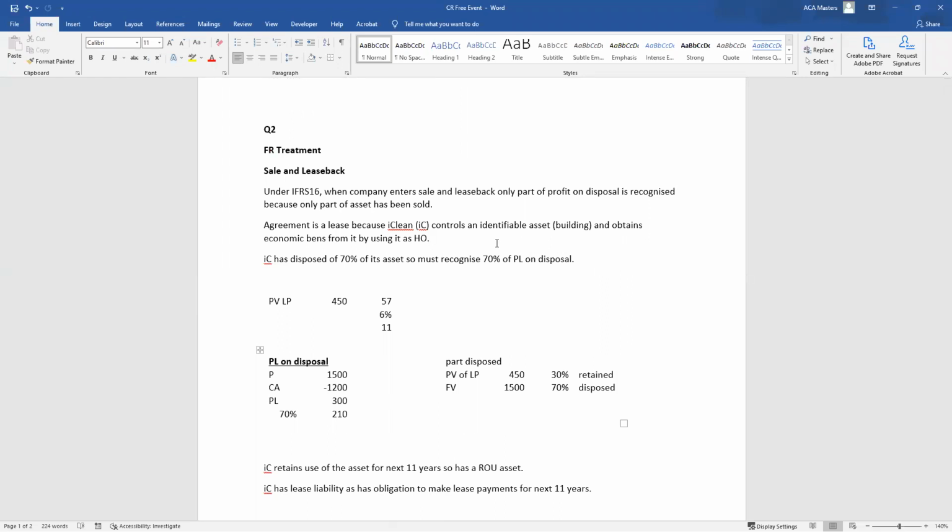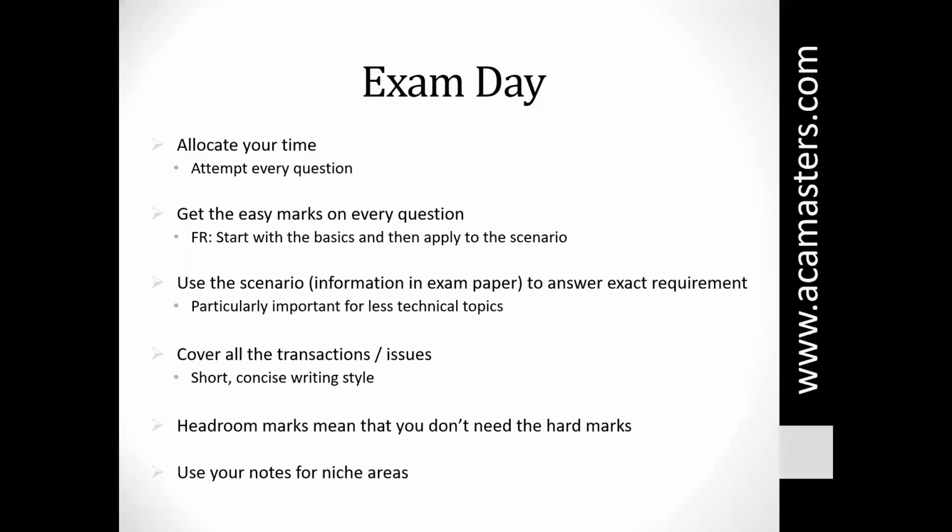I'd see this as a model answer, really. You shouldn't be writing in big, chunky paragraphs. You'll see in some of the examiner's comments as well that they have mentioned how students who tend to write like this tend to actually score higher marks. So I've mentioned you don't always need the hard marks, so there are some headroom marks there.